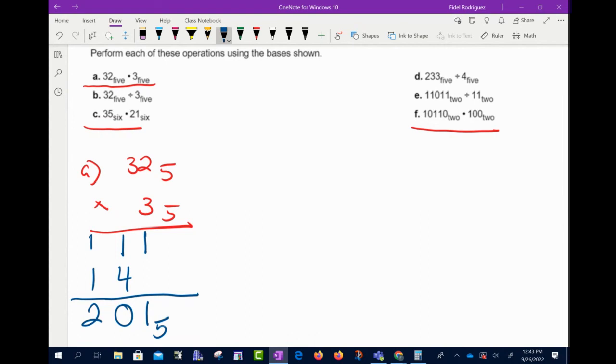Okay. Now look, let's do part C. We're going to do part C the same way, okay? This is 35 base 6 times 21 base 6, okay? And I'm multiplying. Now I'm in base 6, so I'm regrouping after 6 or more, okay? So look, let's go slowly here. 1 times 5 is still 5. 1 times 3 is still 3.